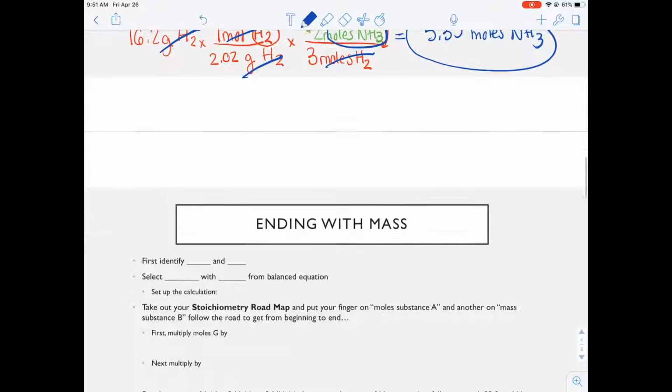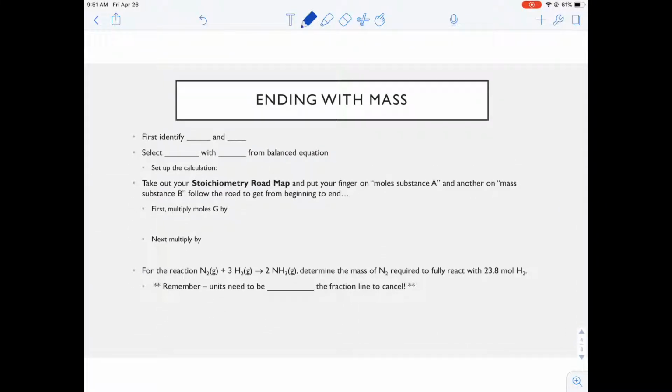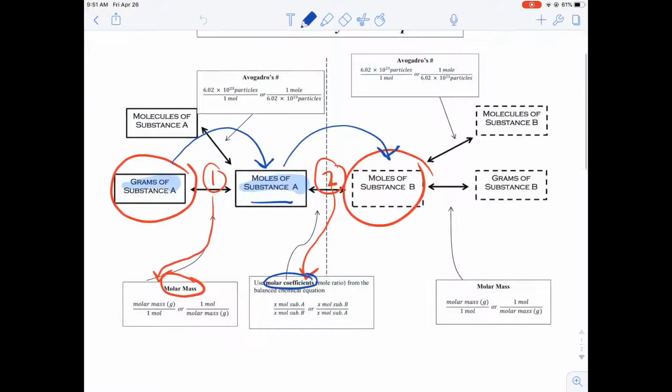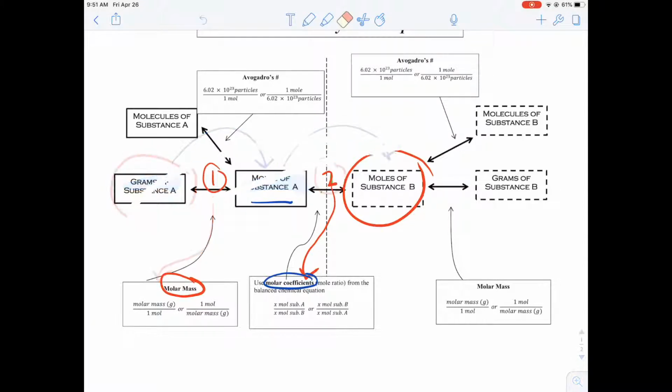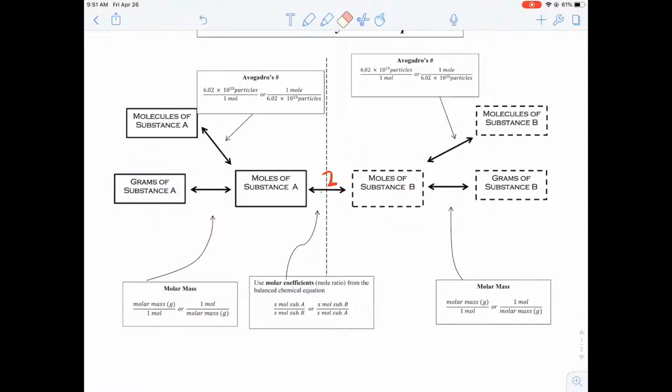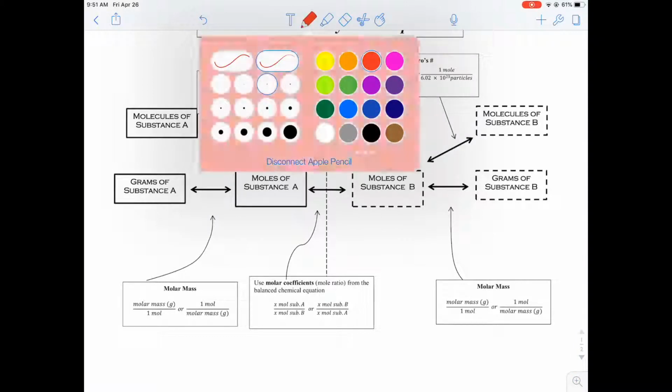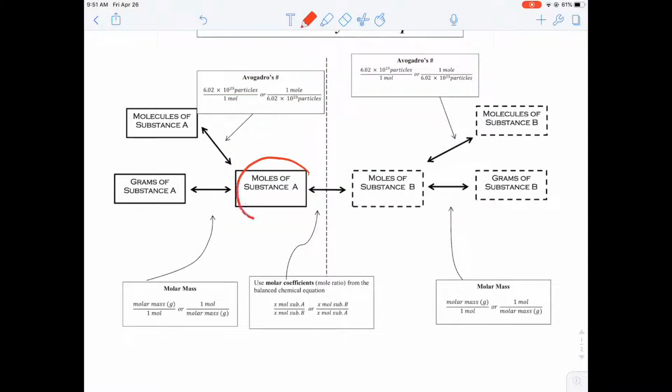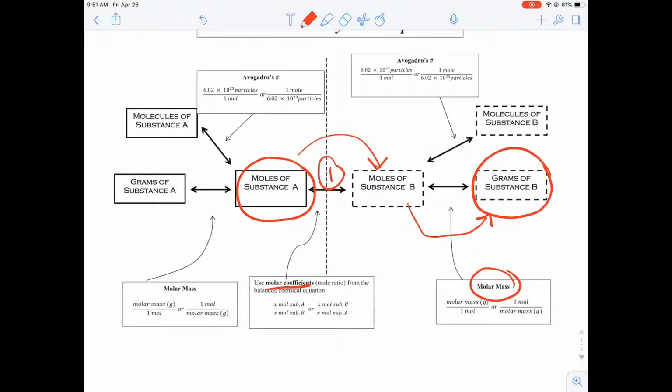All right, let's do an example where instead of starting with mass, we end with mass. So what we're going to do this time is we are going to start with moles and end with grams. So we need to go over here. We do that by first going here. First, we need to use the molar coefficients. Then we need to use molar mass. So we're just kind of switching up the order.